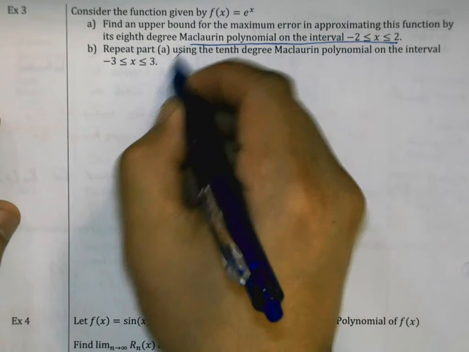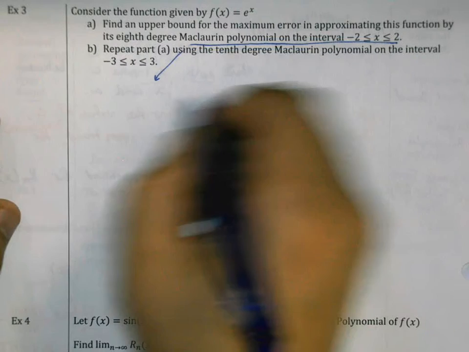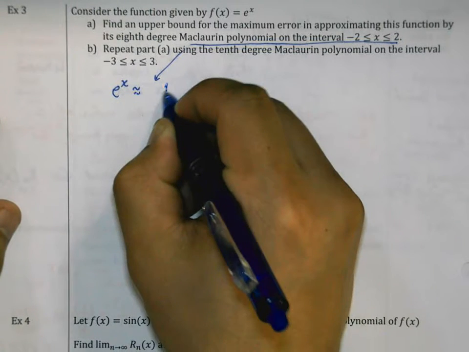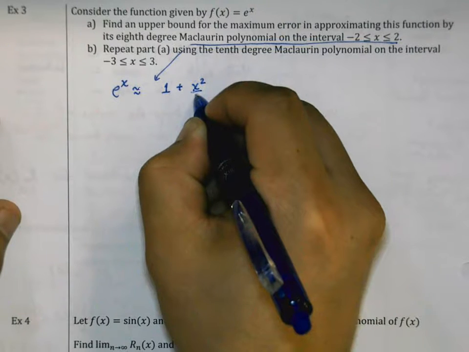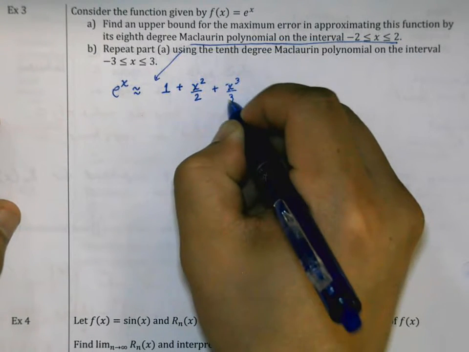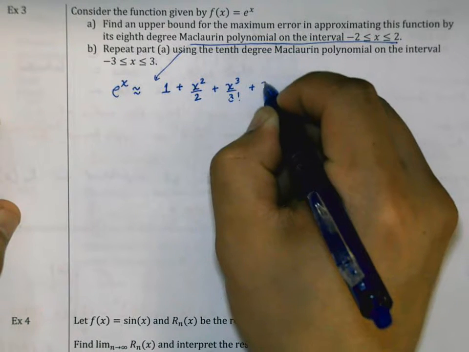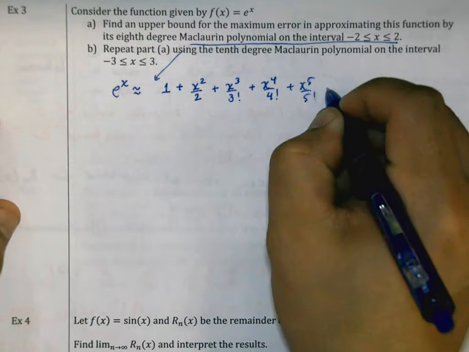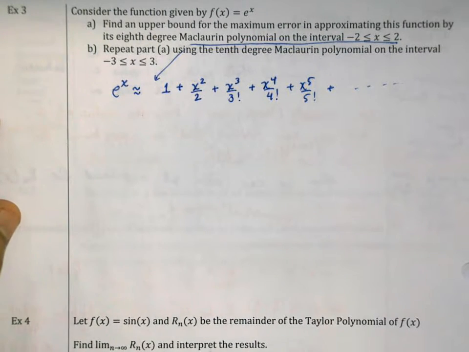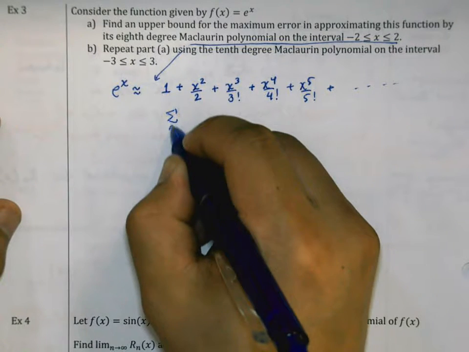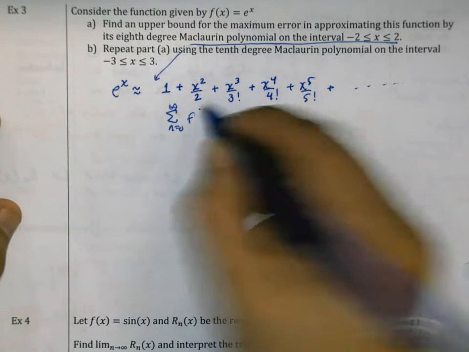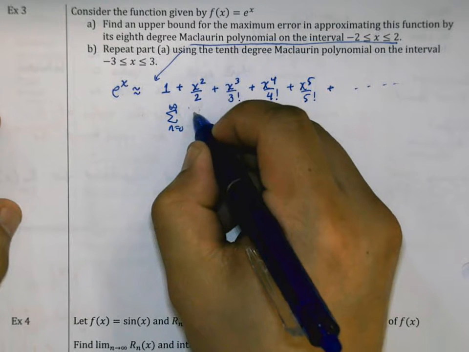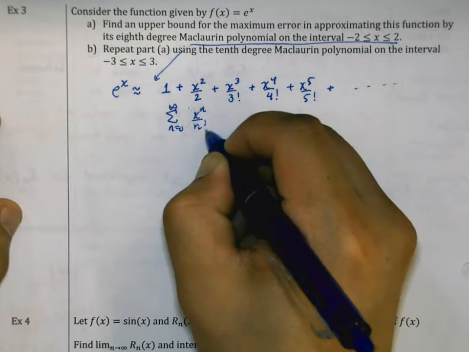So let's first start out by writing the Maclaurin series for e to the x. Remember that e to the x is approximately 1 plus x plus x squared over 2 plus x cubed over 3 factorial plus x to the 4th over 4 factorial plus x to the 5th over 5 factorial plus onwards and onwards and onwards. The general term is the sum from n equals 0 to infinity of the nth derivative at 0. Well, we already know e to the x is its own derivative, and this is at 0.